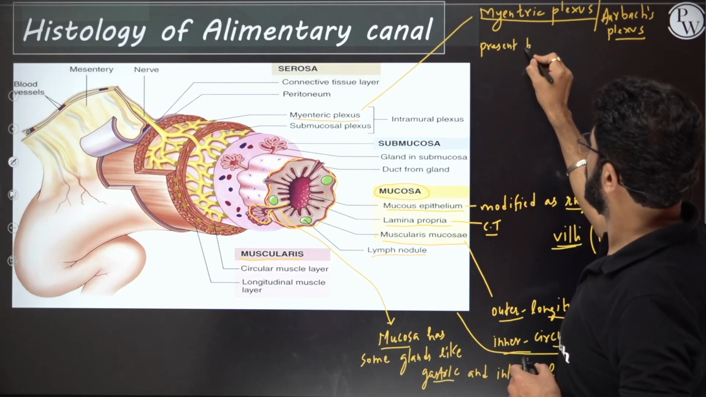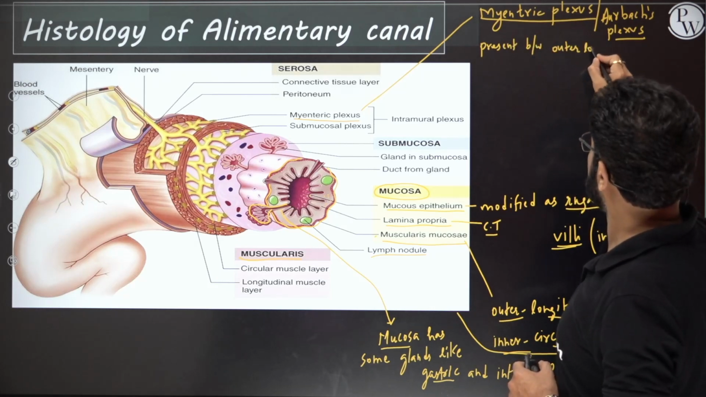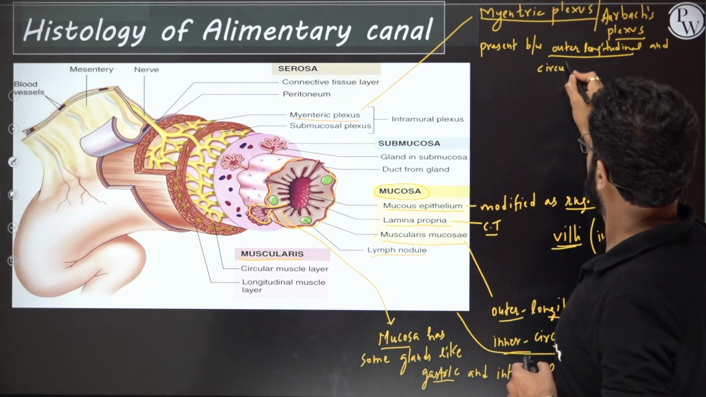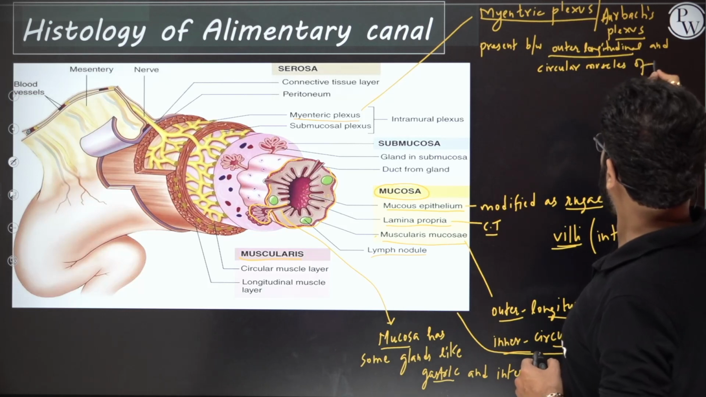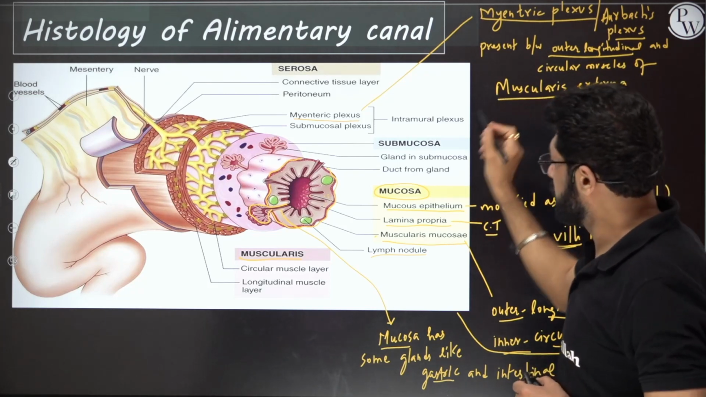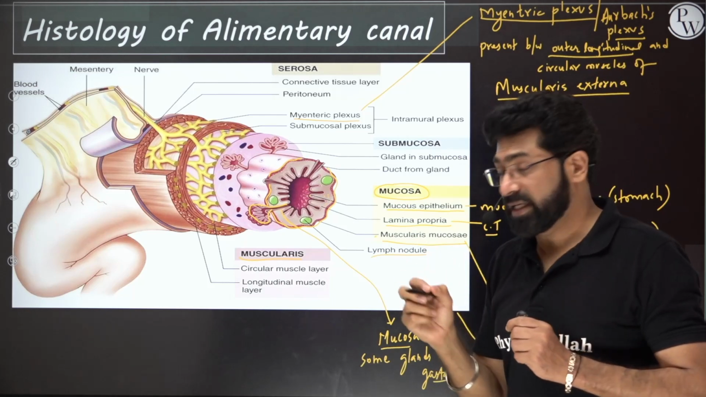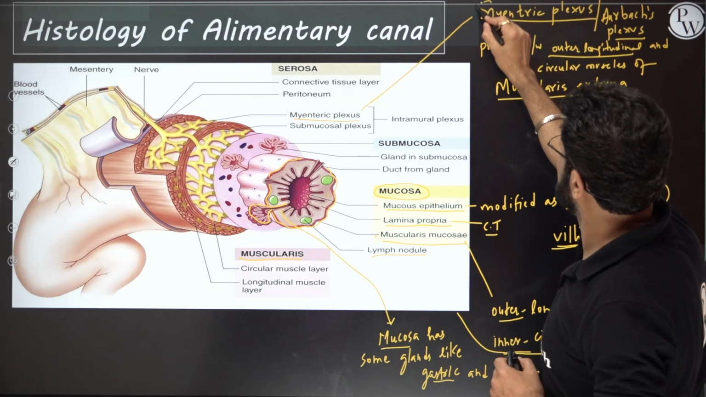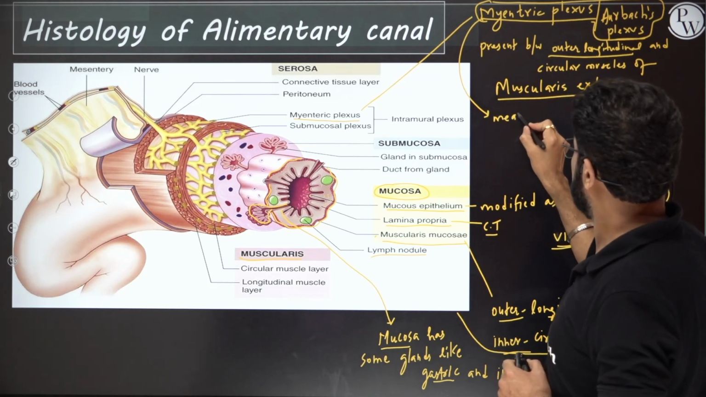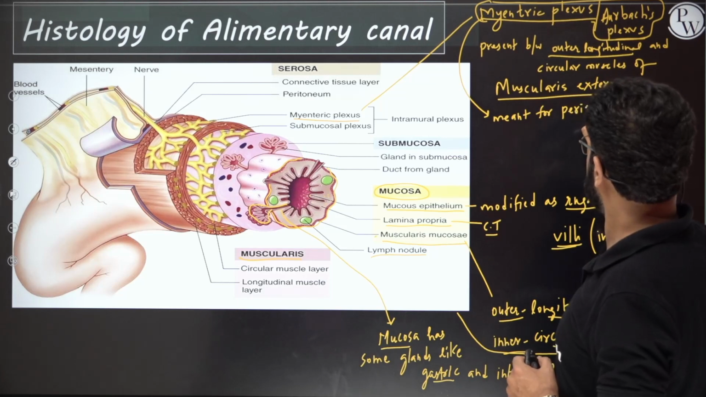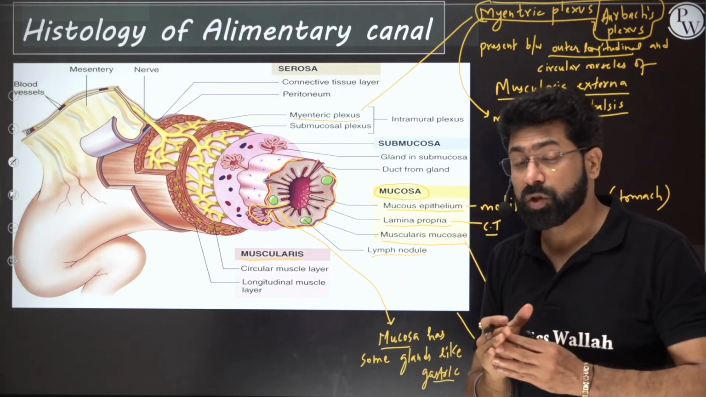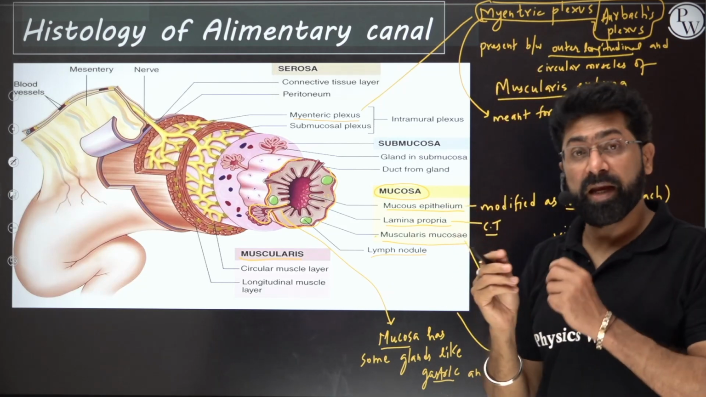Where is it present? Between the outer longitudinal and circular muscles of the muscularis externa. In between, you find the nerve plexus. What is the purpose of this plexus? It is meant for peristalsis. Peristalsis requires the coordination of the longitudinal muscles and the circular muscles. So this is going to be controlled by the myenteric plexus.